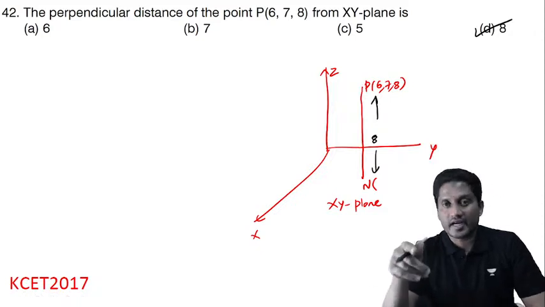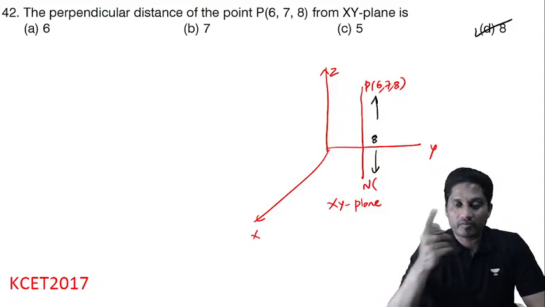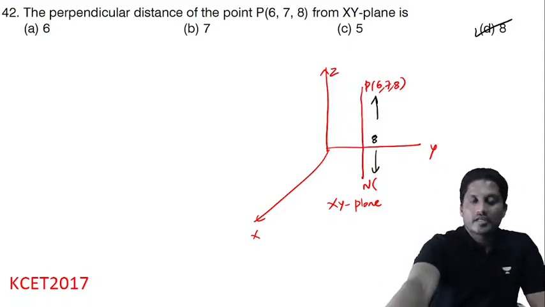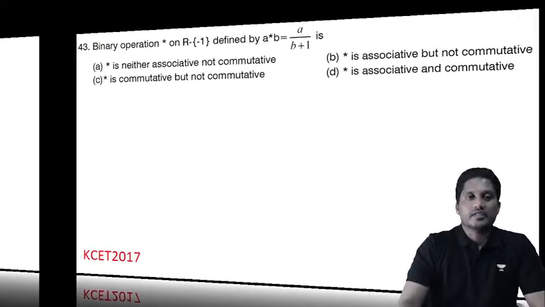Alright, so the height from the xy plane will be z, considered as z only. So height will be equal to 8. Right, it's a conceptual question, guys. Let's move to the next question.